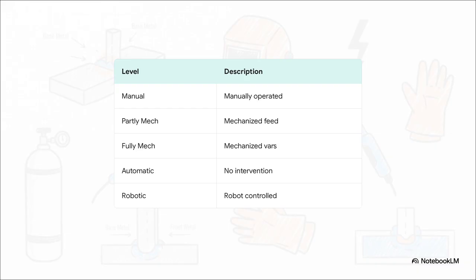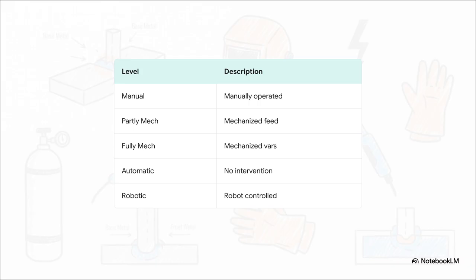Let's trace this journey from human hands all the way to fully automated factories. The standard defines these steps really clearly, and you can see how the human element kind of steps back at each level. We start at manual, where a human operator holds the torch and does literally everything. Next is partly mechanized. Here, a machine takes over pushing the wire, but the human is still steering.